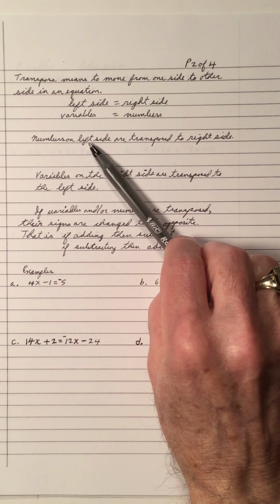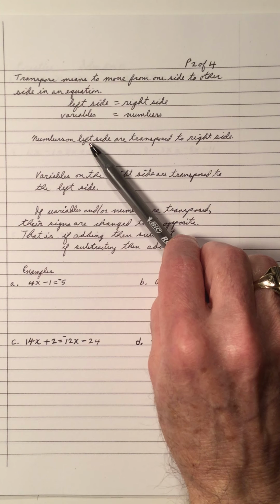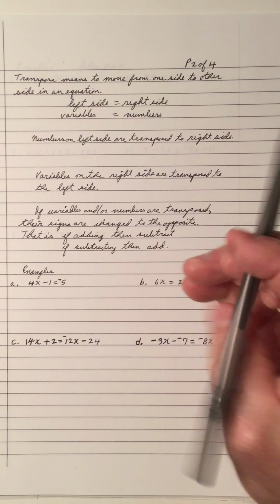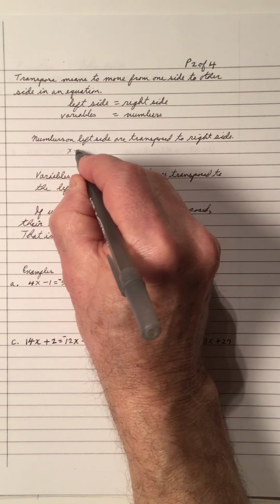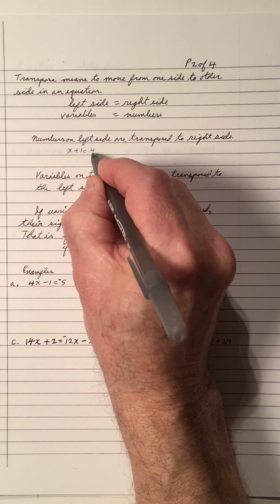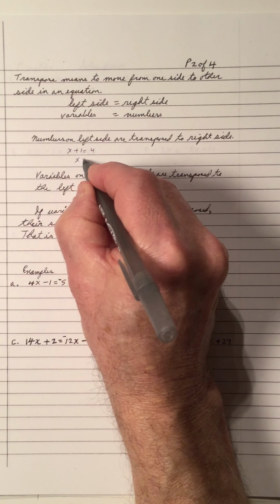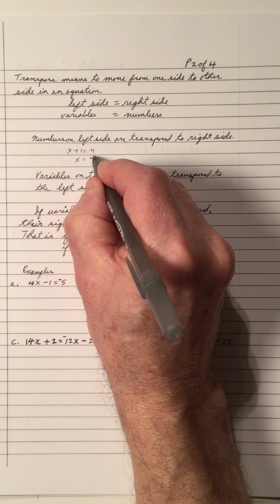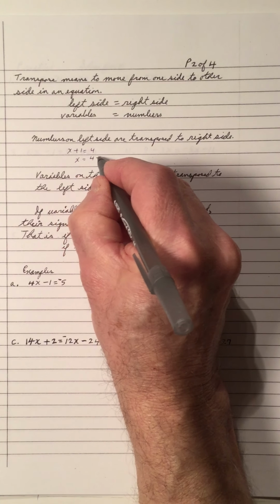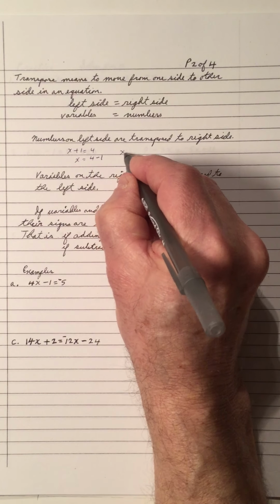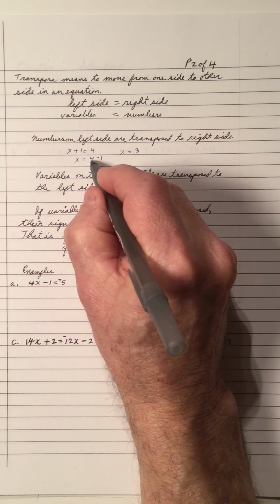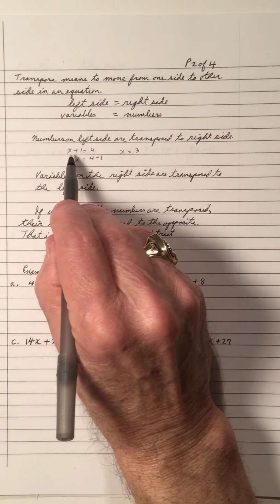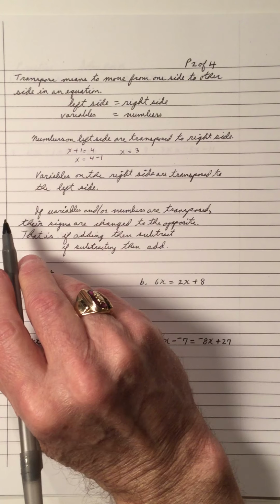The numbers on the left side of the equal sign are transposed to the right. So that means if you have x plus 1 equals 4, then you leave the x where it is and you transpose the plus 1 to the right side to make it a minus 1. So 4 minus 1 is 3. Check back. 3 plus 1 equals 4.